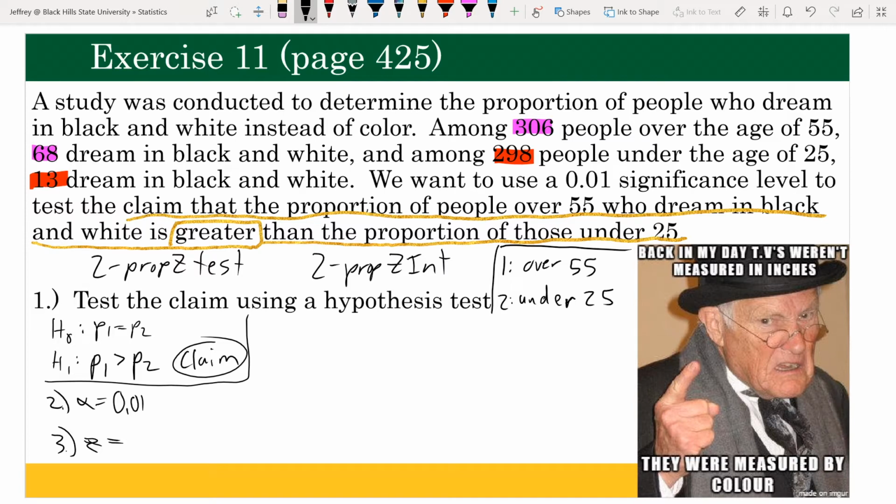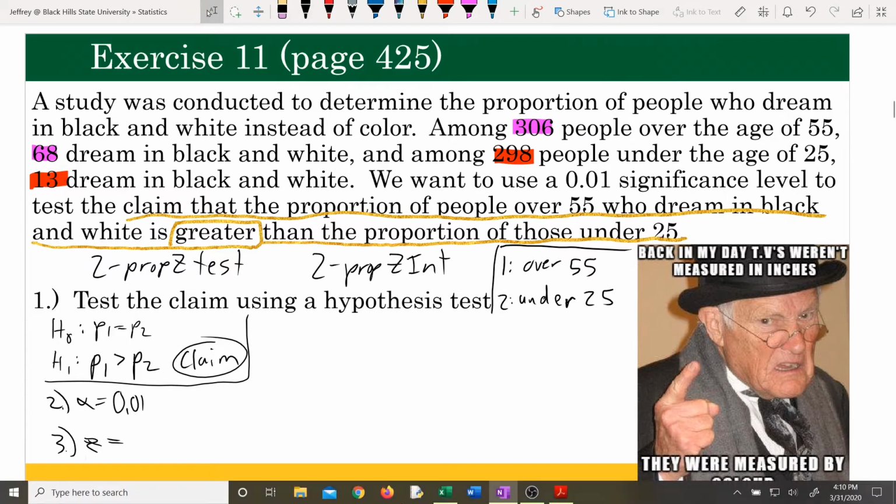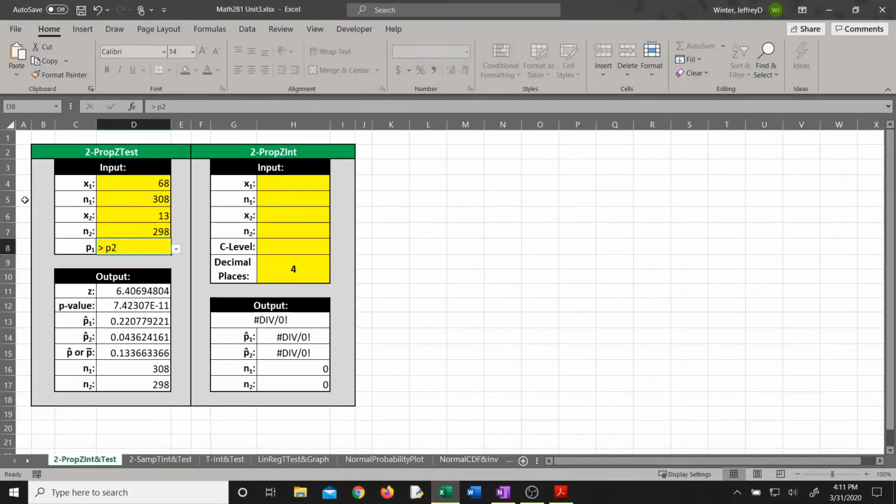So for this, I'm going to just go ahead and do this all on Excel. When I do this on Excel, I'm going to get both the test statistic as well as the p-value. What I did was type in 68 for x1, 308 for n1, 13 for x2, 298 for n2, and then of course I selected the alternative hypothesis, which is that p1 is greater than p2. And I have the following output.